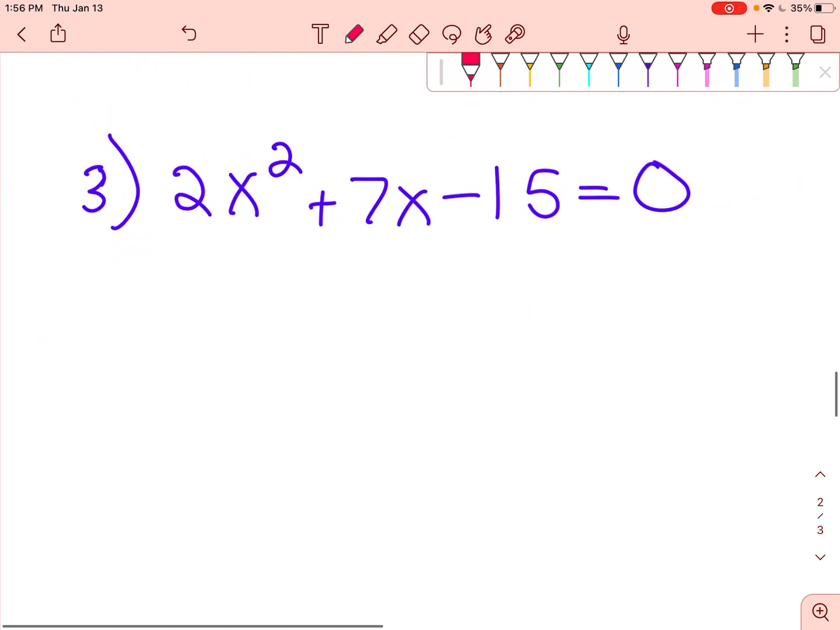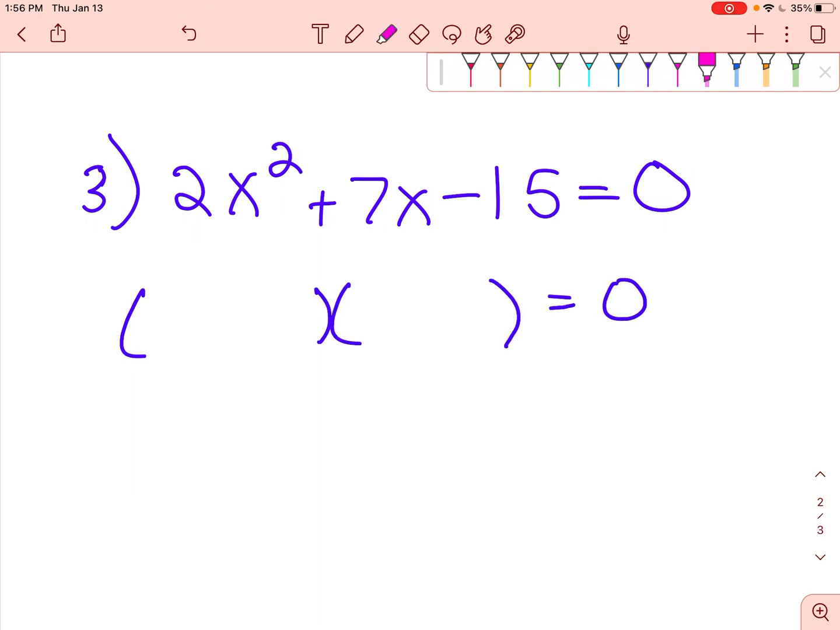Coming down here to number 3, again, I'm going to start by factoring. I just like to factor, and I'm really good and fast with factoring in my head because I've been practicing. So what multiplies to make 2x squared? I know that it's 2x times x. And then I come over here and ask myself, what multiplies to make a negative 15? I'm thinking it's negative 5 and positive 3. I have no idea, I'm literally trying this right now with you guys.